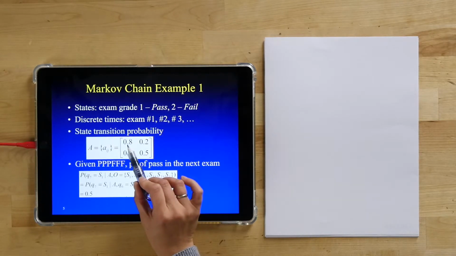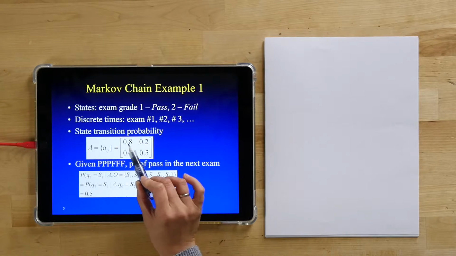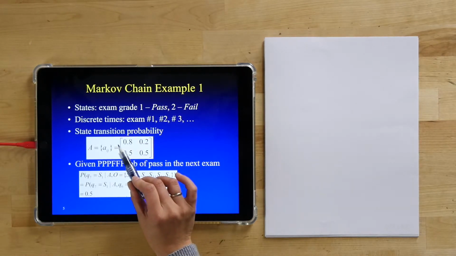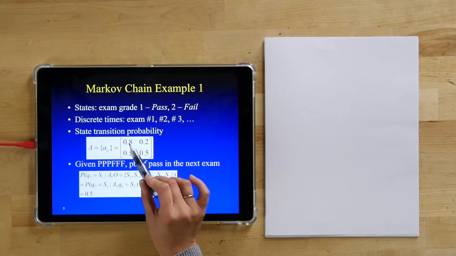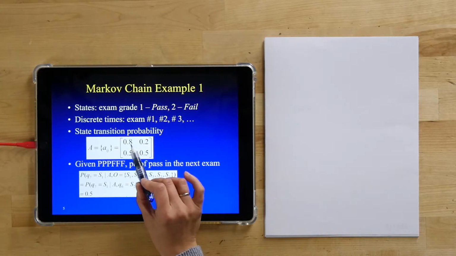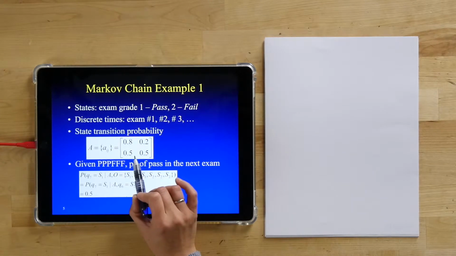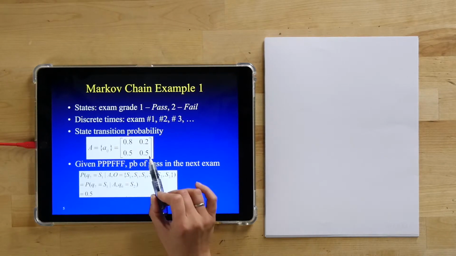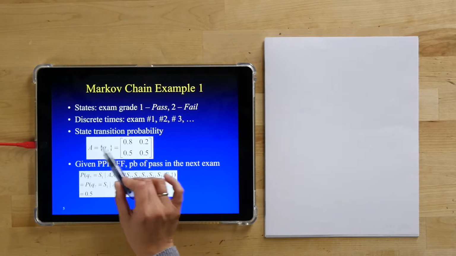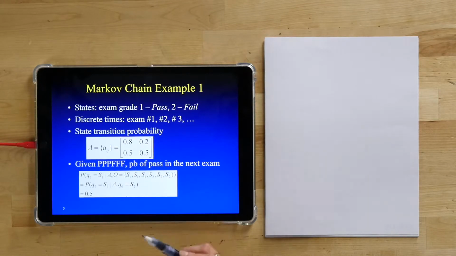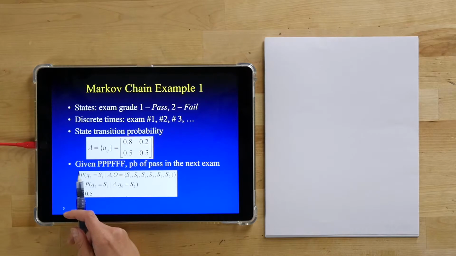And so you can see here, these two numbers need to add up, because we know that the previous exam is a pass, and the next one, whether they pass or fail, they add up to all the possibilities. And if they fail the exam, the next exam, whether they pass or fail, they also need to add up to 1. So this is the transition probability, and we'll be using a lot of that. And so let's look at this.